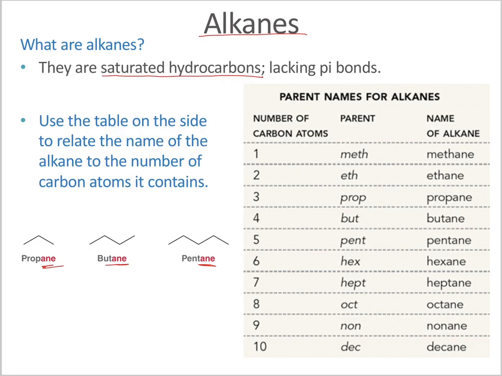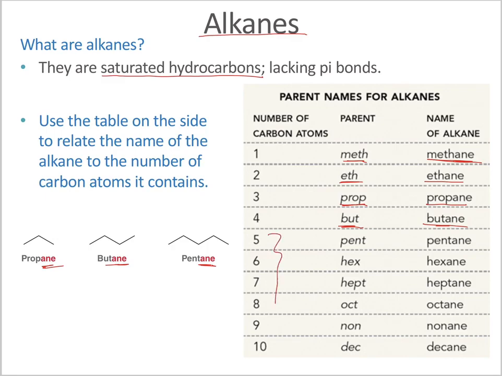If there's one carbon atom, we use meth and then the suffix "-ane", so the name becomes methane. If there are two carbon atoms, we use eth, so the name becomes ethane. 3 carbon atoms, the name becomes propane. 4 carbon atoms, we use but, so the name becomes butane.